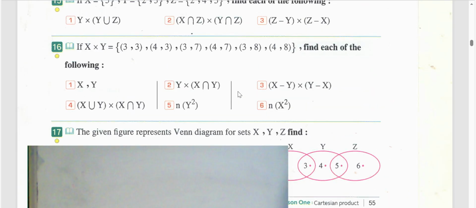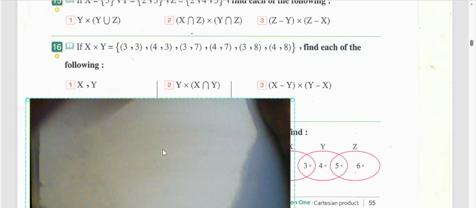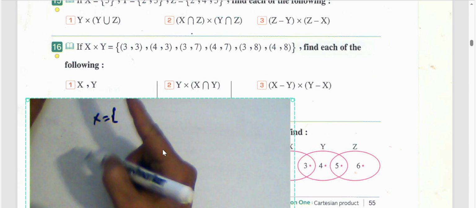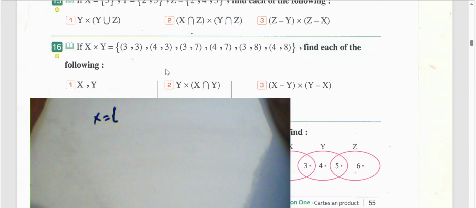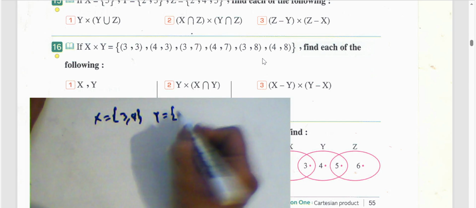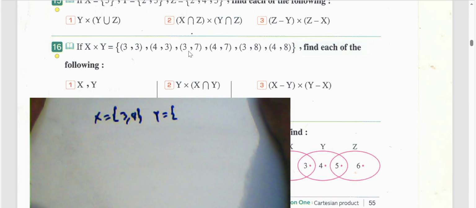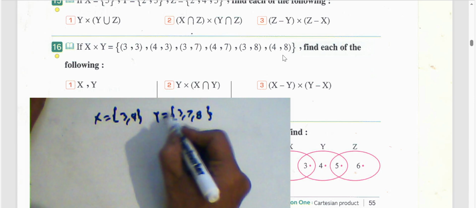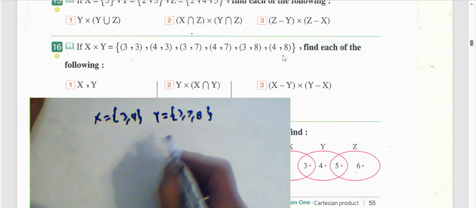You can solve this question. It's easy or not? Okay, first we can write x and y. The element of x here we have 3 and 4. Write 3 and 4 and don't repeat. And y is the second, we have 3, 7, 8. Okay, this is x and y.